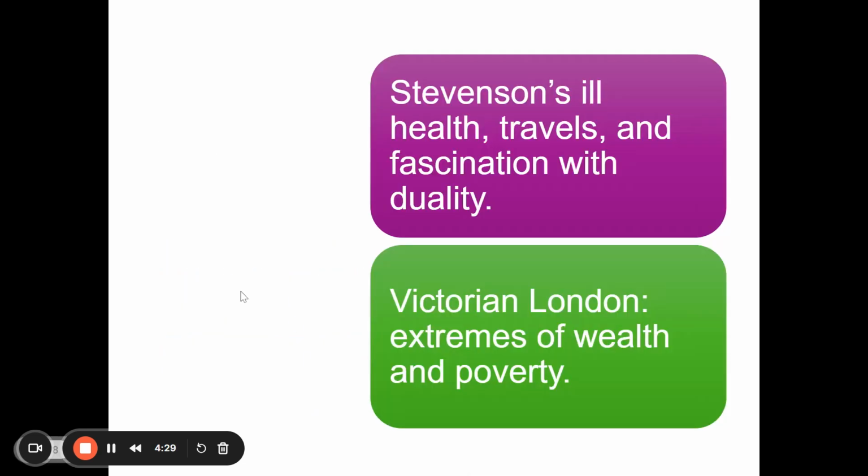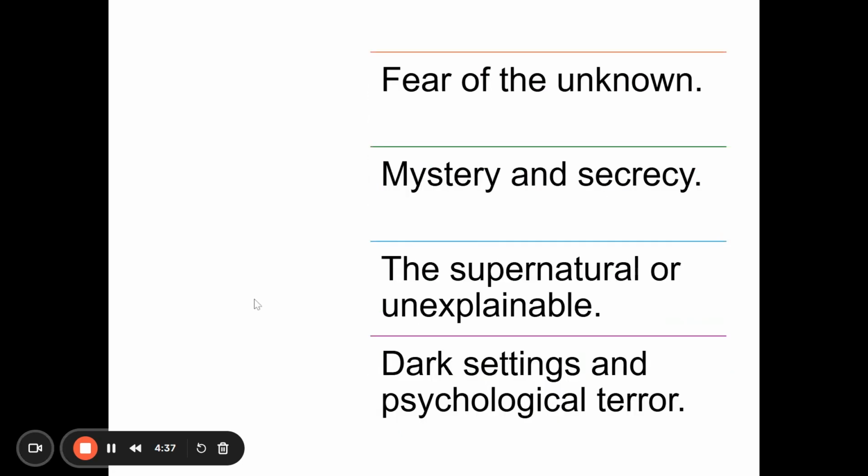Stevenson's ill health, travels, and fascination with duality. Victorian London had extremes of wealth and poverty. Fear of the unknown, mystery and secrecy, the supernatural or unexplainable, dark settings and psychological terror are all elements of the Gothic genre.